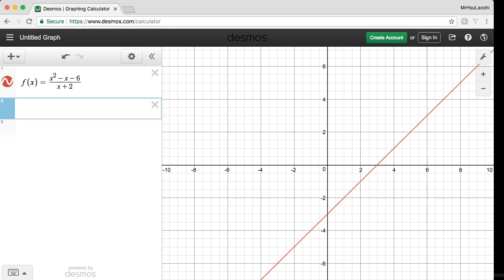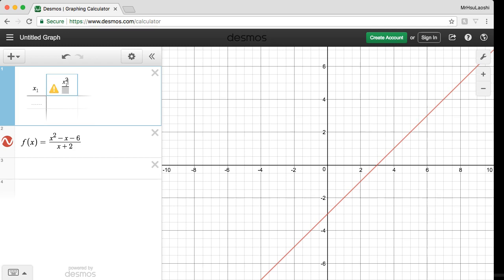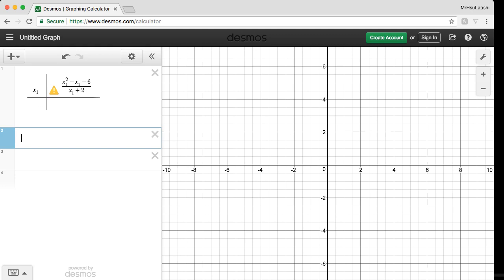So I'm just going to get the values into a table. Actually, wait, I didn't need to do that. Sorry, whoops. So sorry, that wasn't necessary, but we can look at this. So we're looking at x going toward -2, right?